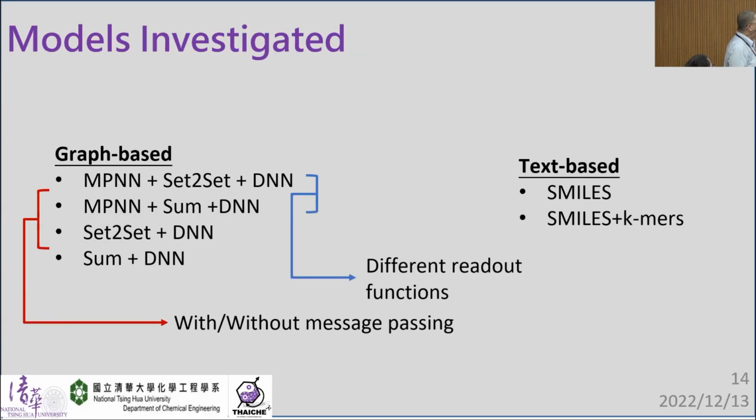So in this work, we compare two different methods: MPNN with a set-to-set readout followed by a deep neural network, and also the simple sum readout followed by the DNN. But also, if we want to investigate whether we need the MPNN, we just drop the MPNN in front and use the readout function to read the graph and then follow it by a DNN. And for comparison, we compare with previous text-based models that we have developed.